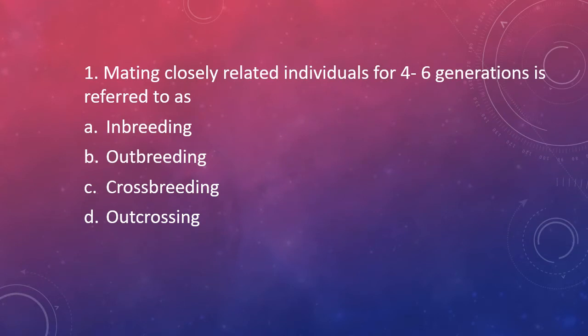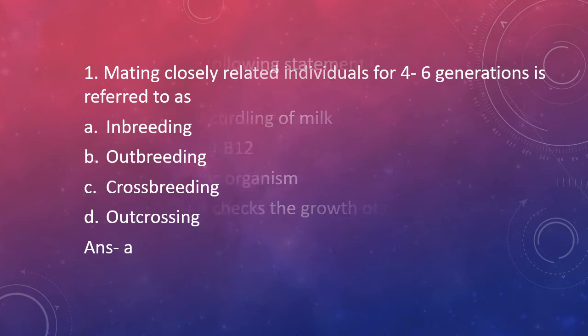Question number 1. Mating closely related individuals for 4 to 6 generations is referred to as option A, inbreeding, option B, outbreeding, option C, crossbreeding, or option D, outcrossing. Mating closely related individual for 4 to 6 generation is referred to as. The correct answer is option A, inbreeding.